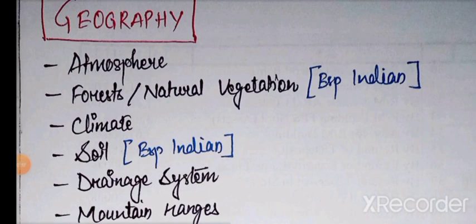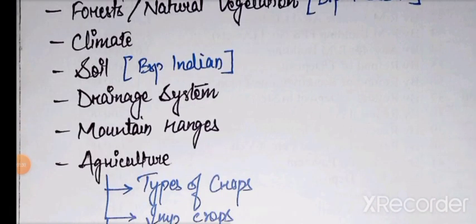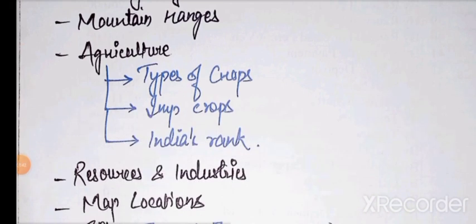So in geography, read about atmosphere, forest or natural vegetation, especially of India, climate, especially of India, and soil: types, structures, etc., especially of India and Assam obviously. Drainage system, which is like the river system, and mountain ranges. In agriculture, types of agriculture, types of crops like kharif, zaid, rabi, important crops like tea, coffee: how it is produced, how much temperature it requires, what kind of soil it requires, or India's rank in production of different types of crops. Like in sugar production we rank 1, like this, okay?